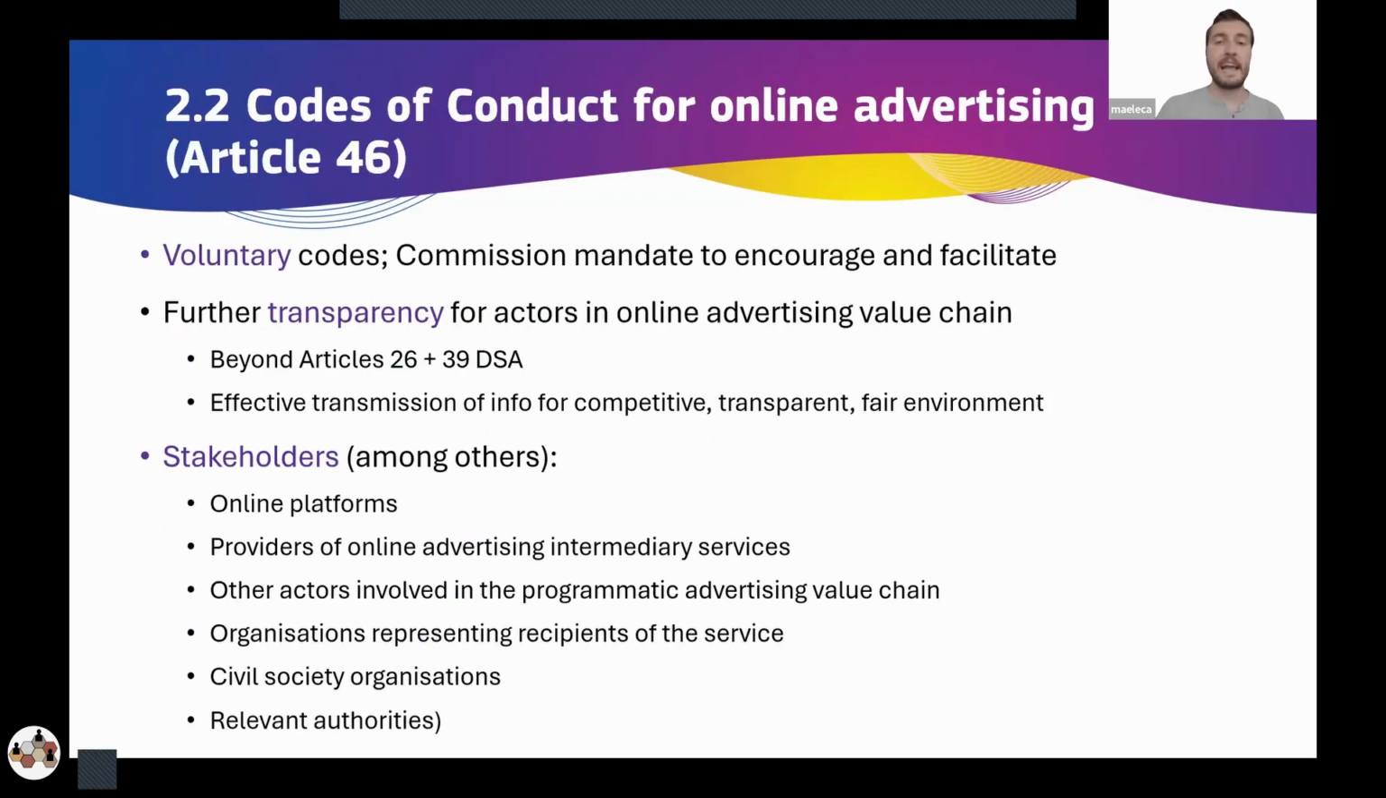There are also so-called codes of conduct for online advertising. Now, these are voluntary codes, just as Article 45 was, by the way, and the Commission here has a mandate to encourage and facilitate the development of such a code for online advertising. The main point of this is to encourage further transparency for actors that are involved in the online advertising value chain, beyond the transparency that is already put forward by the DSA. It essentially tries to achieve a more effective transmission of info to achieve a competitive, transparent, and fair environment. And so I think this also links up very beautifully with many of our current priorities on simplification, on competitiveness for the European Union. And a broad array of stakeholders are mentioned here, not just platforms and not just intermediary services or civil society organizations, but also other actors in the programmatic advertising value chain or organizations representing recipients.